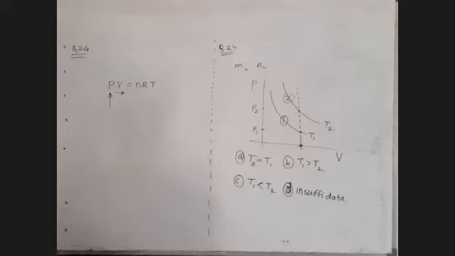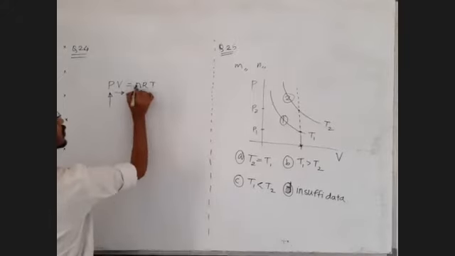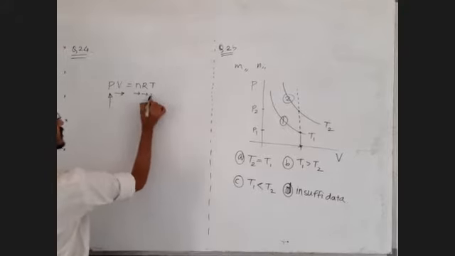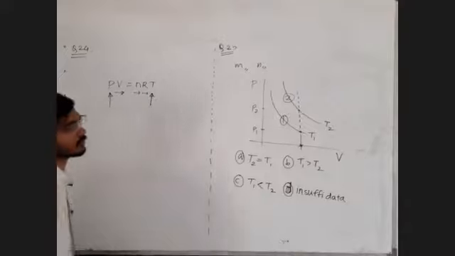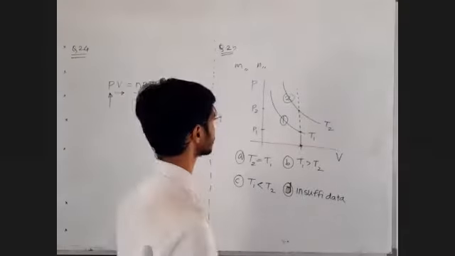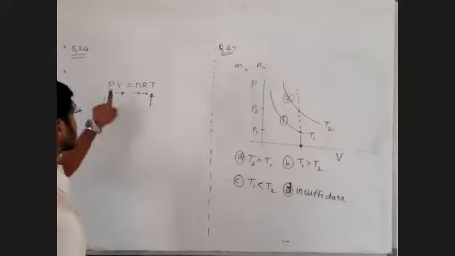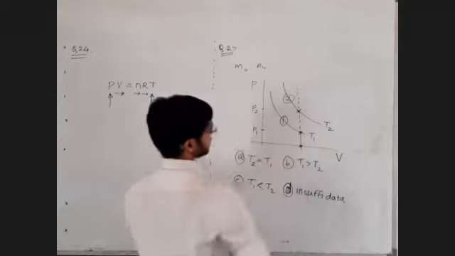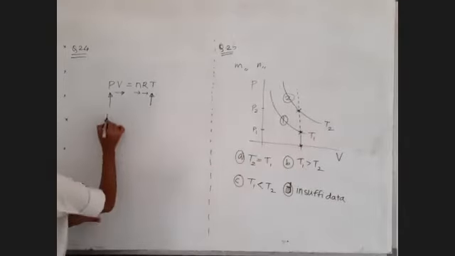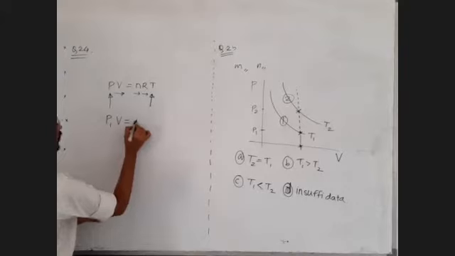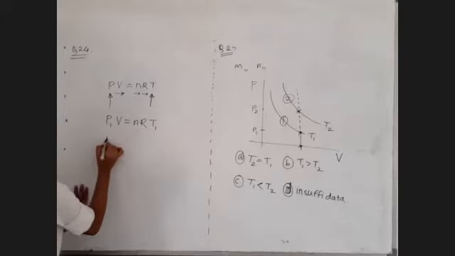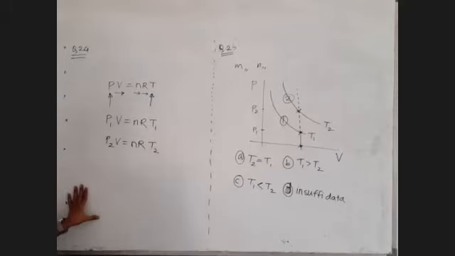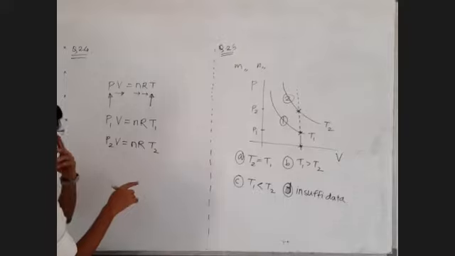Pressure is increasing. So certainly, the number of moles are not changing. R is a universal constant. If pressure has increased, temperature must have increased. Are you getting this? Because this law is satisfied at this point, also at this point. I want to write P1V is equal to nRT1 and P2V is equal to nRT2. Right?